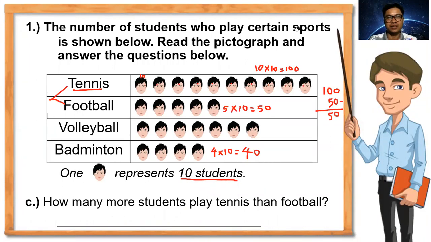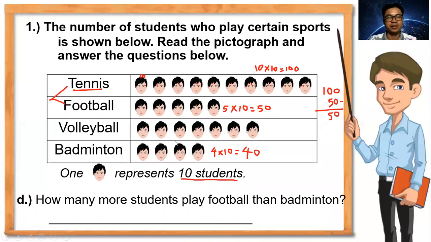Letter D question is, how many more students play football than badminton? This one, football and badminton. So how many more? So 50 minus 40, correct? Yeah, 40 play badminton. So 50 minus 40, the answer is 10.